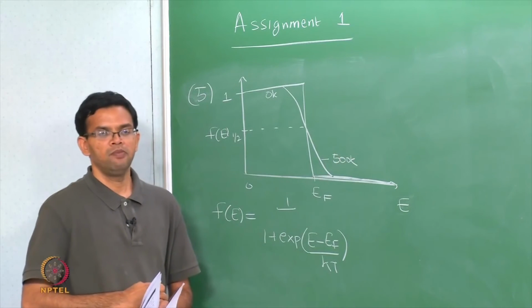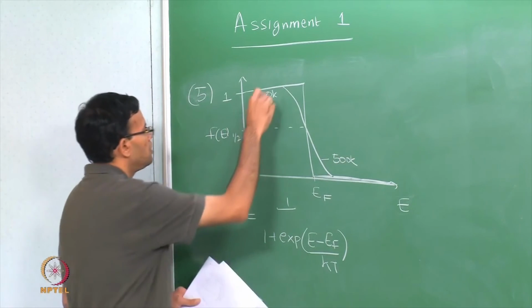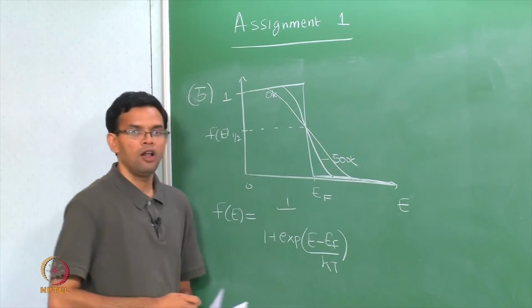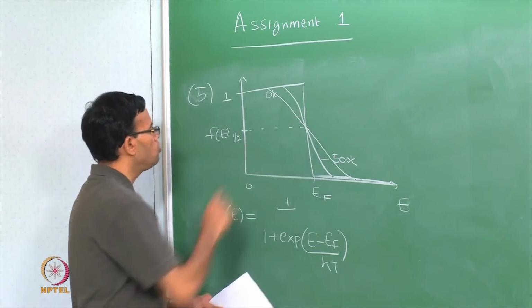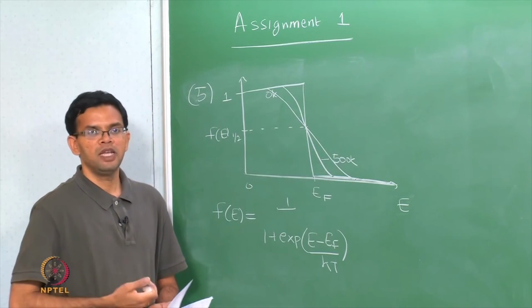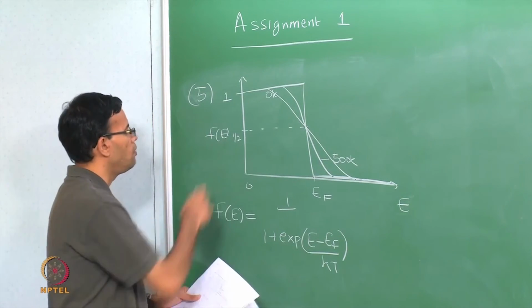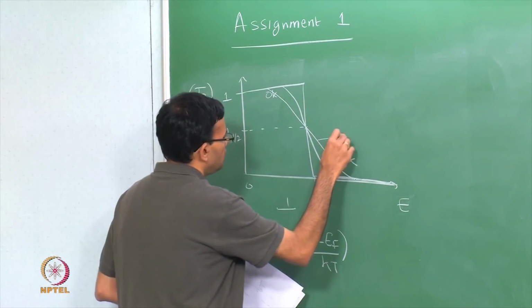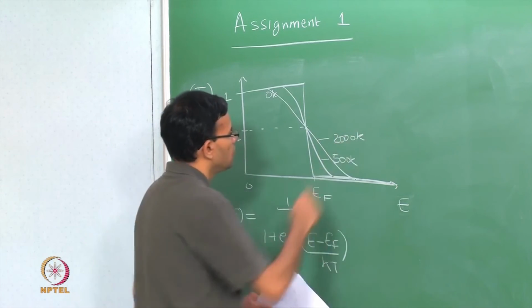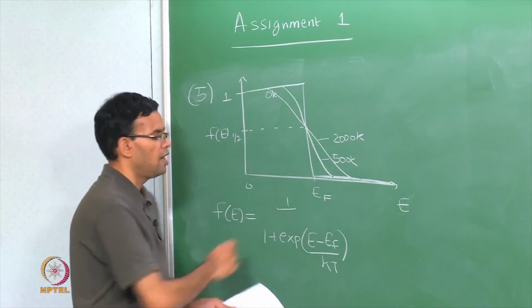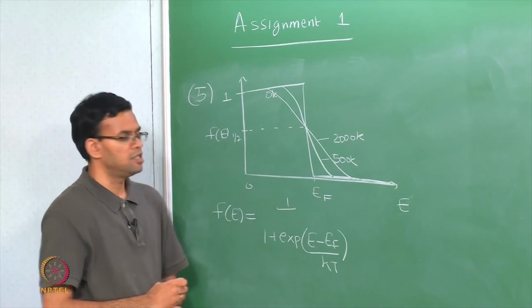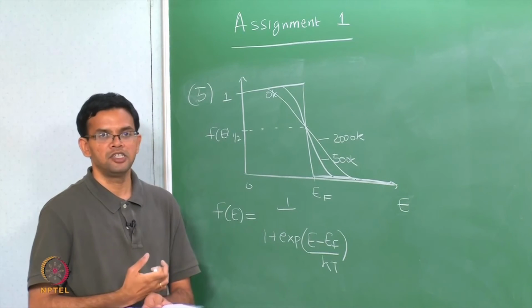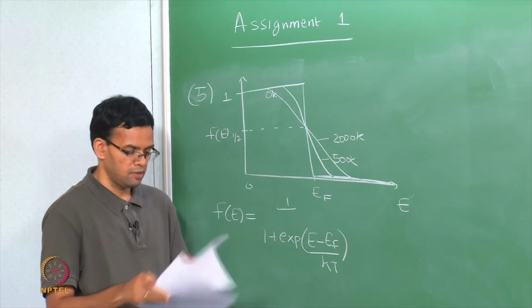We can do the same if we increase the temperature further, this deviation is even more, but in all cases it passes through half. So, whatever be the temperature, the occupation probability is always half at the Fermi energy. So, this one is 2000. These spreads are essentially qualitative, they are just to show that with increase in temperature more and more higher energy states are being occupied.